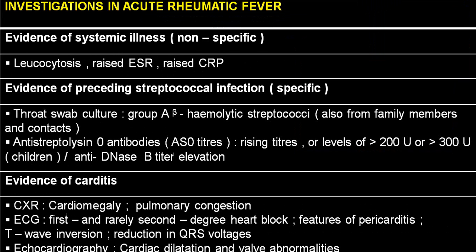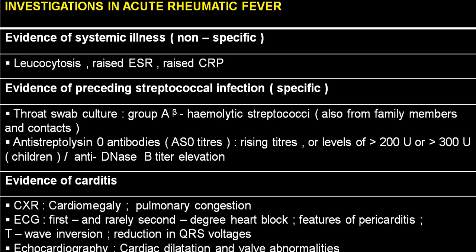are very useful. So leukocytosis, raised ESR, raised CRP, throat swab culture positive, anti-streptolysin O titer higher than 300, and anti-streptodornase titer if possible. If it is elevated, again goes in favor. We have already told you cardiomegaly, pulmonary congestion, signs of congestive heart failure, PR interval prolongation, or what we call first degree AV block, T wave inversion not very significant.